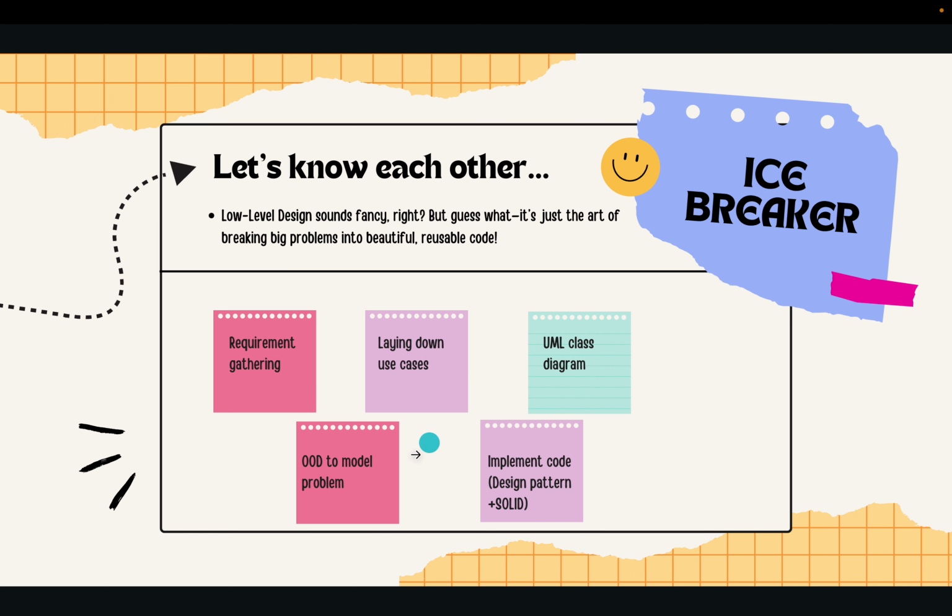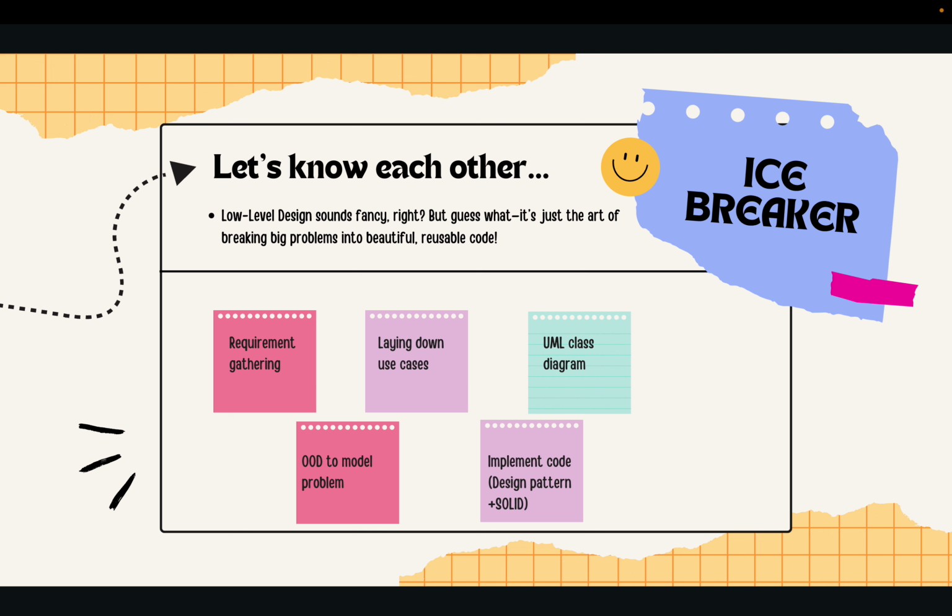What we have to do is implement object oriented design to model the problem. So what is object oriented design? It's nothing but implementing the OOPS principles. What are the OOPS principles? If you already know, they are encapsulation, inheritance, abstraction, and polymorphism.